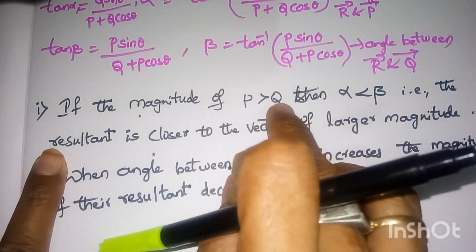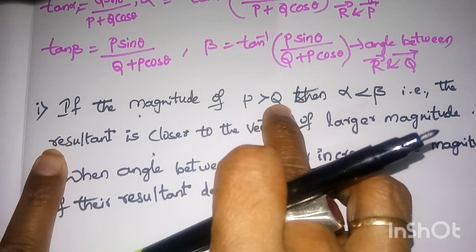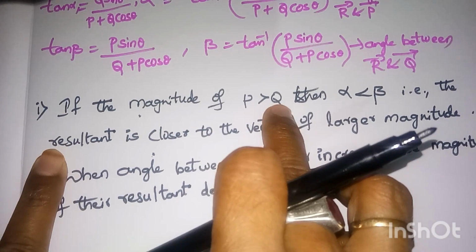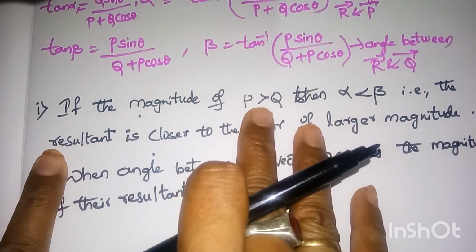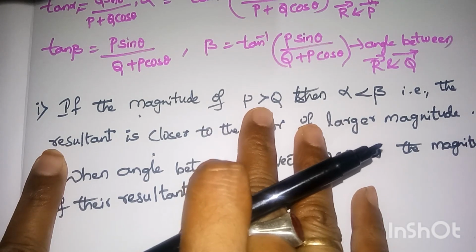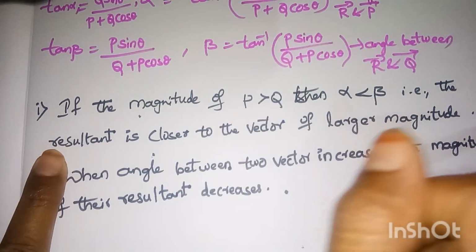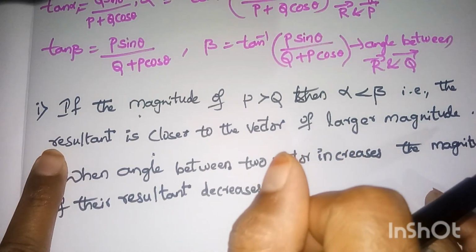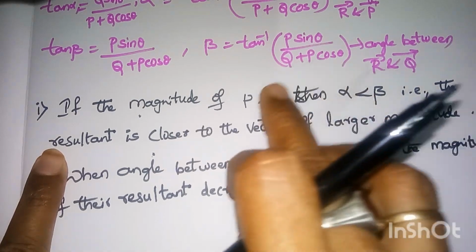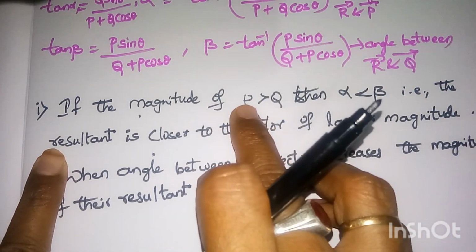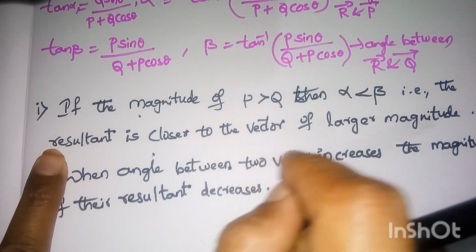Suppose the Q vector has greater magnitude, then the resultant will be closer to the Q vector. So whichever vector has larger magnitude, the resultant vector will be closer to that vector only. It does not depend on the angle. It depends only on the magnitude of the vectors, on which one has larger magnitude.